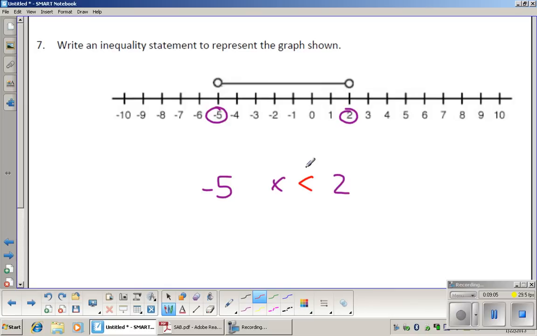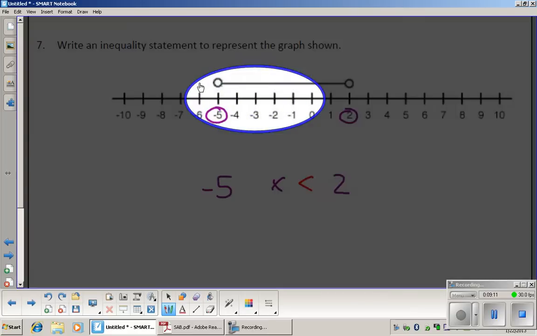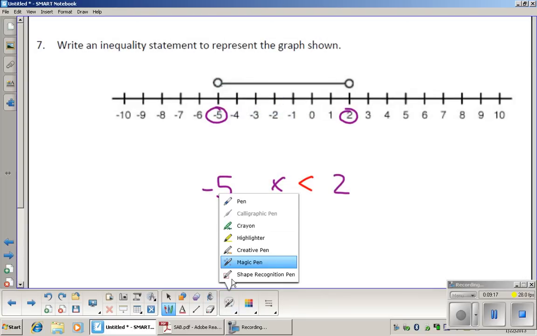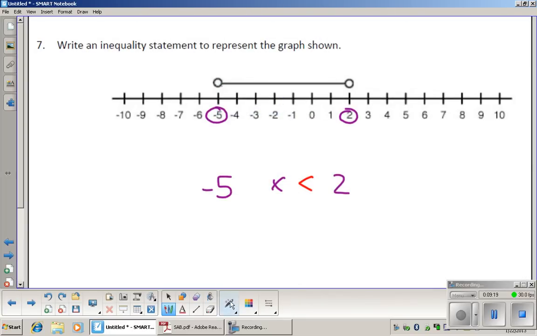Now let's shift it over and check out this side. What kind of x's are here? Well, negative 4, negative 3, negative 2, negative 1, 0. Those numbers are all bigger than negative 5. So my symbol again has to reflect that. I want numbers that are bigger than negative 5.